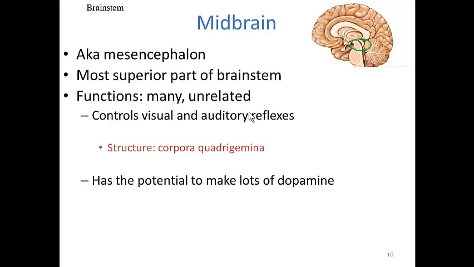There's an area in the midbrain that's highly involved with this, and it's called the corpora quadrigemina. I think I just like to say that word a lot. It's these little bumpy areas here at the back of the midbrain. And another thing to mention about the midbrain is that it does have the potential to make lots and lots of the neurotransmitter dopamine, suggesting functions with possible motor control.